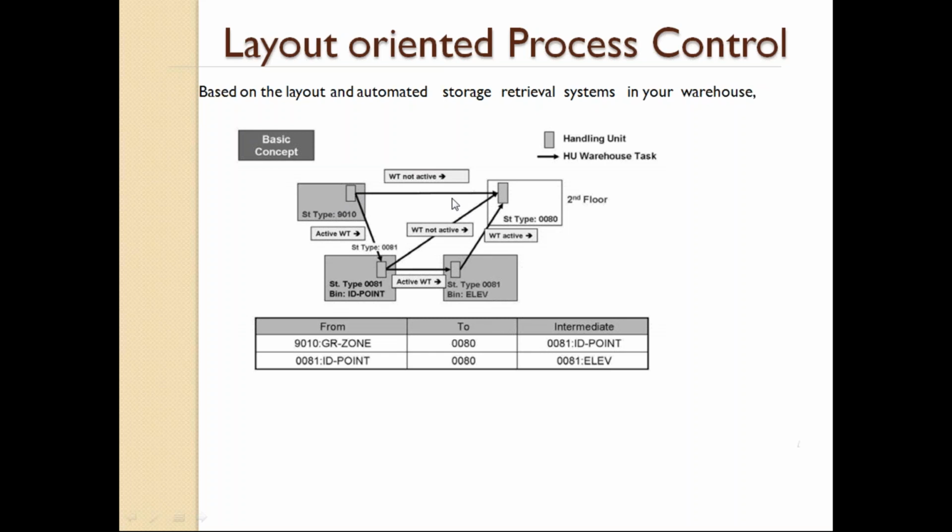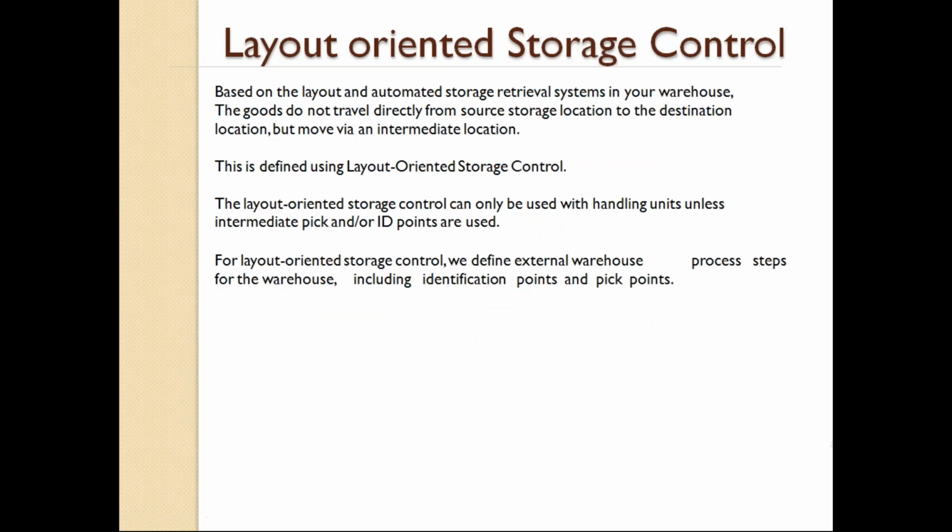It can be from your packing to your staging bin. It can be from your inbound to your deconsolidation area, and you can go via something, or from your deconsolidation to your put away, you can go via something. Basically, the idea here is that based on your layout constraint, the goods do not travel directly from source to destination, but go via some intermediate location.